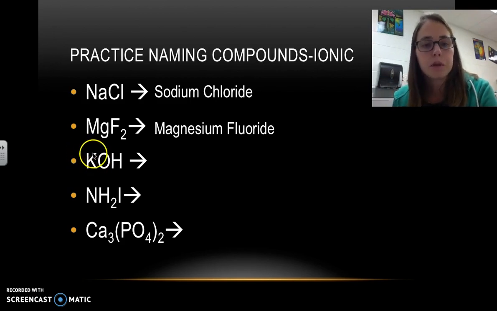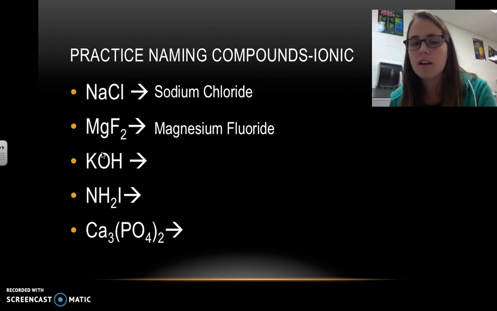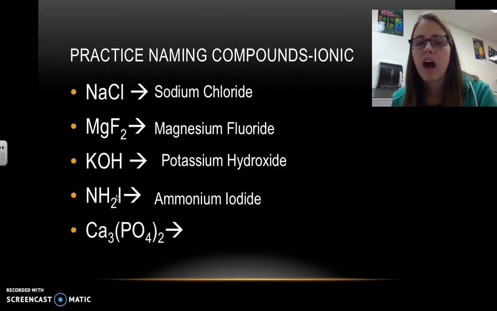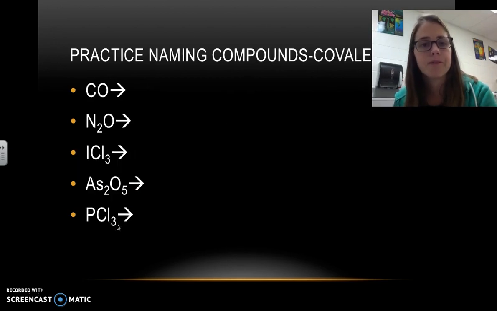Here we have potassium, which we'll write first, and then we know this is a polyatomic ion called hydroxide, so we are going to call it potassium hydroxide. Here we have NH4, which is our ammonium, and then we have our I here, so ammonium iodide. Here we have our calcium and we have our phosphate, so we're going to write calcium first and then phosphate. That's all for ionic compounds.